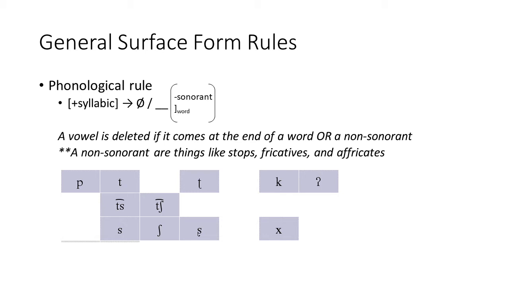So a non-sonorant are consonants that are stops, fricatives, or affricates. So I have it listed out. These are all the non-sonorants. P, t, tr, k, t, ch, s, sh, s, sh, sh, h. Those are the non-sonorants. Consonants like m, n, l, w, r, r, those are sonorants. So I will show you in a derivation next what I mean.